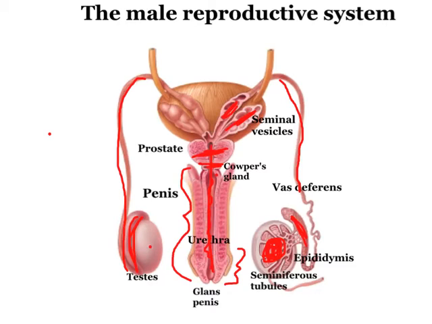Alright, so make sure you've labeled this. Make sure you rewind it and write the definitions for each one. But that, in a nutshell, is the male reproductive system.